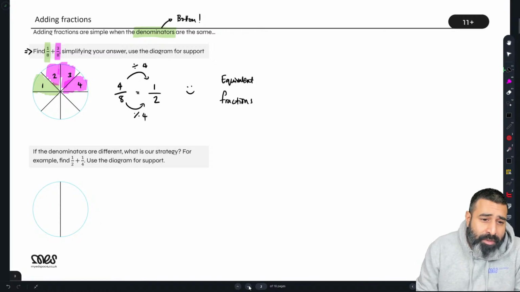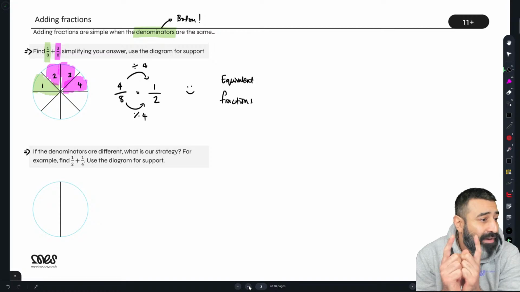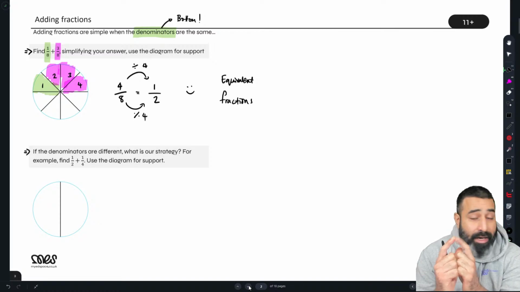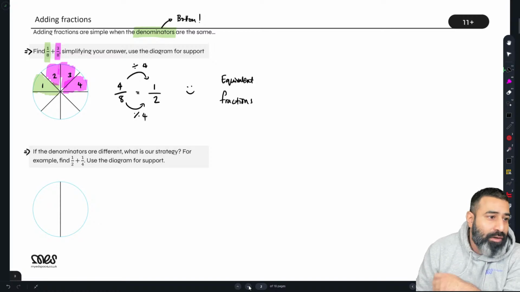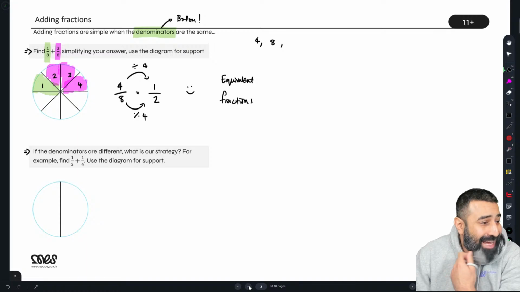Right, let's move on. So, things get a little bit more tricky, okay? Things get a little bit more tricky if the denominators are equivalent, but how do you simplify it again? So what we do is we look at our multiplication table. What number goes into 4 and 8? What is the biggest number that goes into 4 and 8?